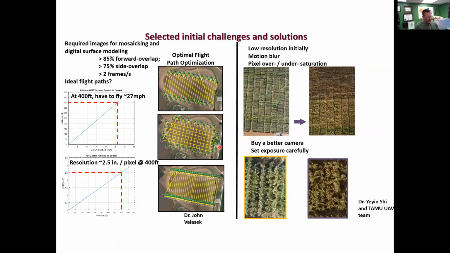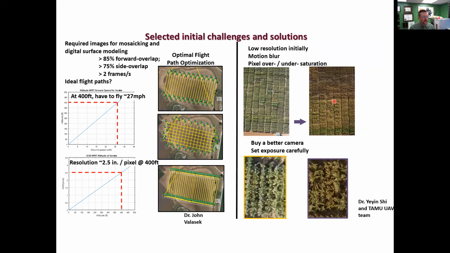And so we've done some work and other people have done some work, so I'd encourage you to read up on this, to figure out how to optimize your mosaic. What's the optimal flight path, for instance? Do you want to fly back and forth? Do you want to fly back and forth and then crosswise? How do you do this? And so there's actually calculations you can make to figure out, with the resolution of your camera, what height you want to fly and how fast you want to fly.